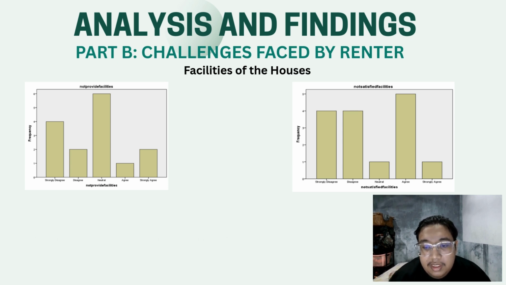The next sub question is not being satisfied with the overall facilities provided in the house. The respondents who already answered this: one strongly agree, five agree, one neutral, four disagree, and four strongly disagree. This is also based on the total of 15 respondents who already answered the question.